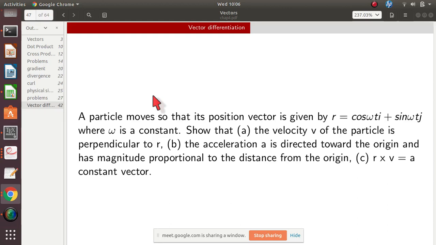Okay, so has everyone got this last part, r cross v is equal to omega times k cap?